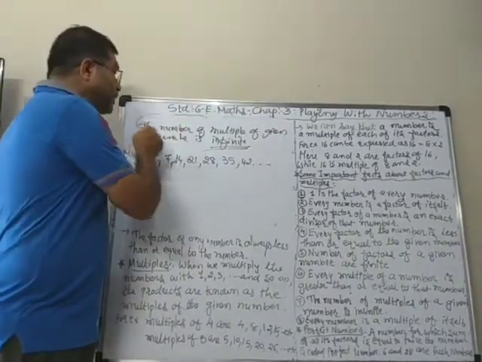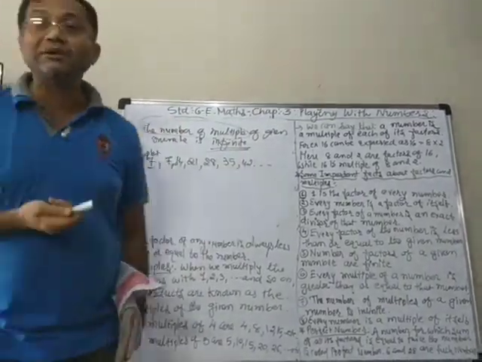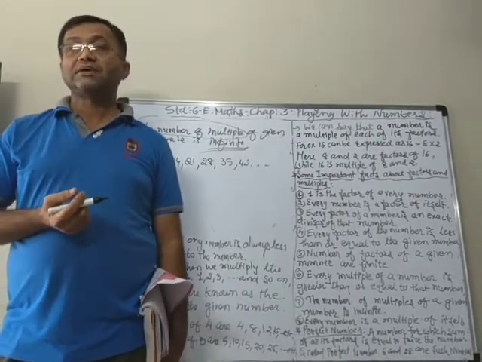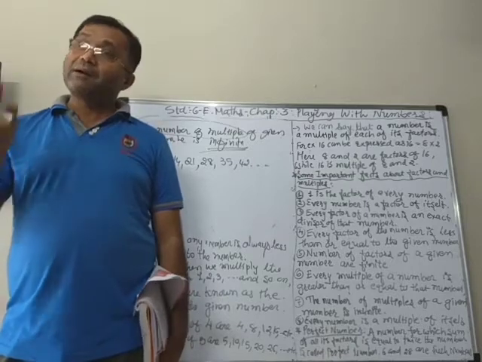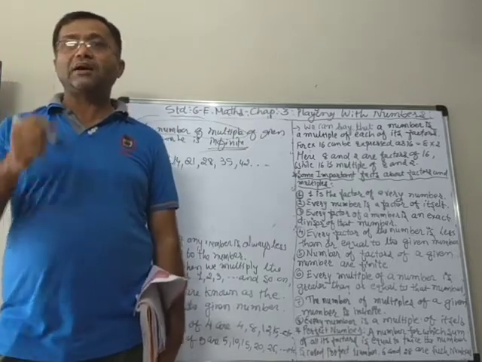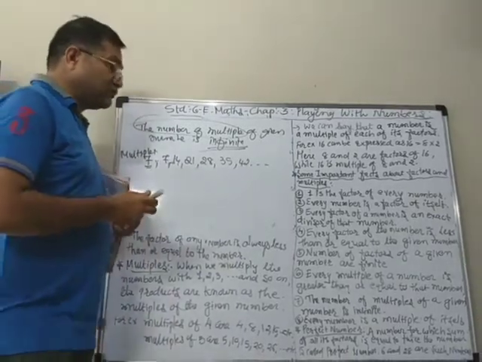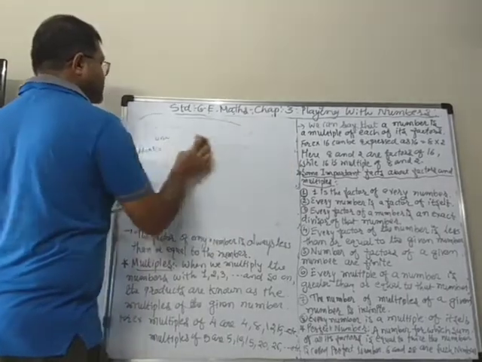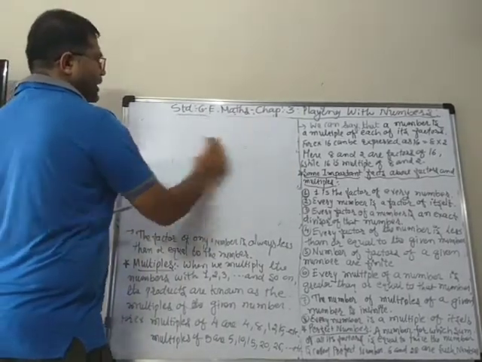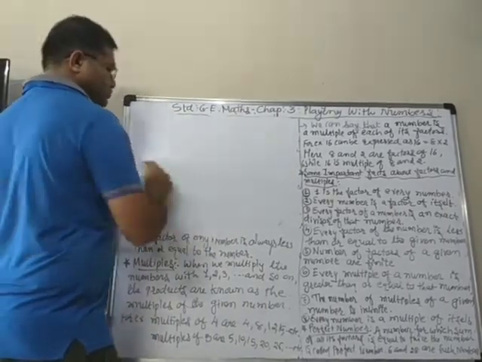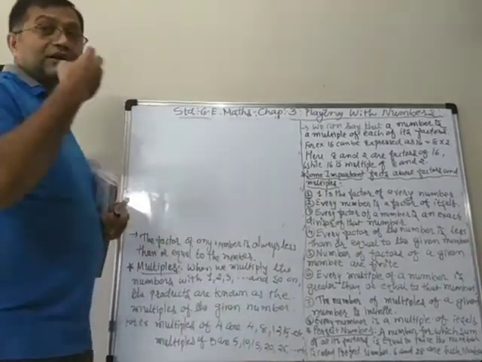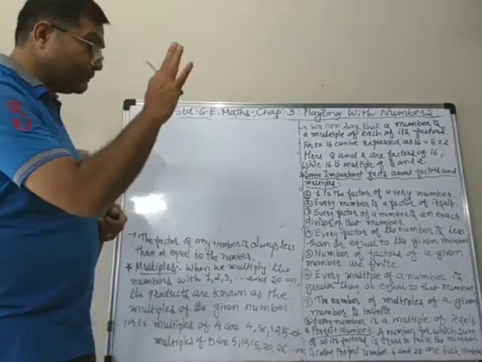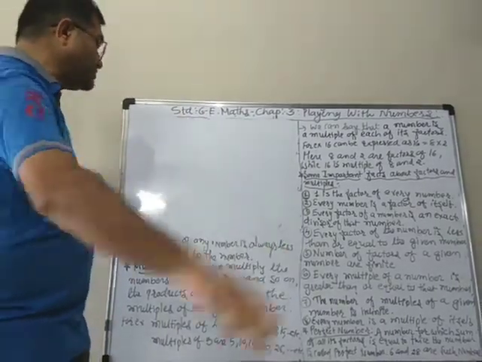So the number of multiples means how many multiples are there? Can you count? No way. It means that the number of multiples of any number is infinite. We cannot count how many total multiples there are for a number. Any number you can take, 7, 9, 5, 35, whatever it is, the number of multiples of that given number is always infinite.